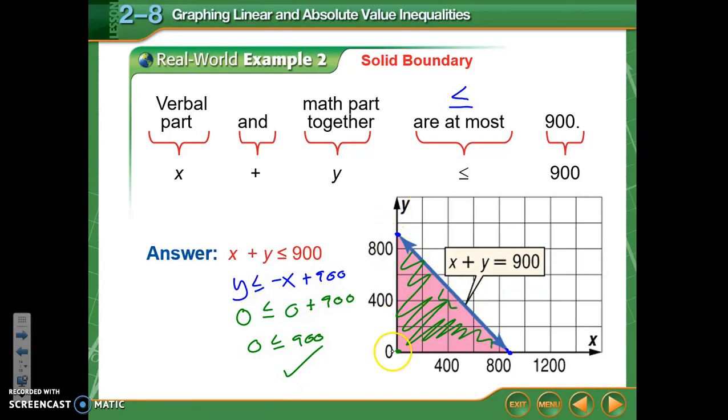Notice in this graph I'm only showing the first quadrant. The reason is because I'm not going to have any scores less than 0 in either direction. So I'm only going to have positive SAT scores. I only need the quadrant that shows positive X and positive Y, and that's the first quadrant.